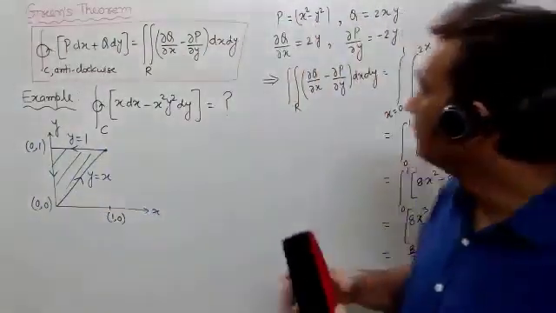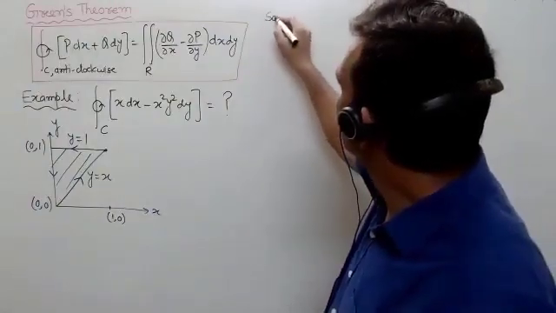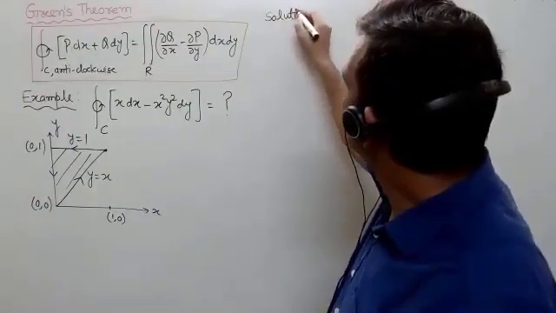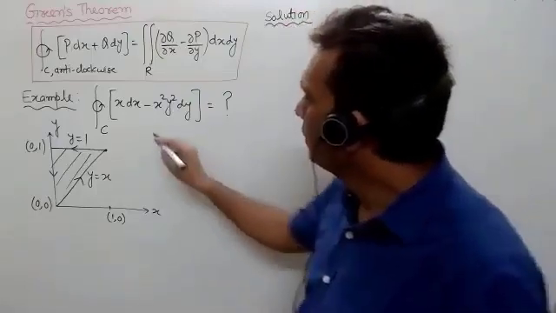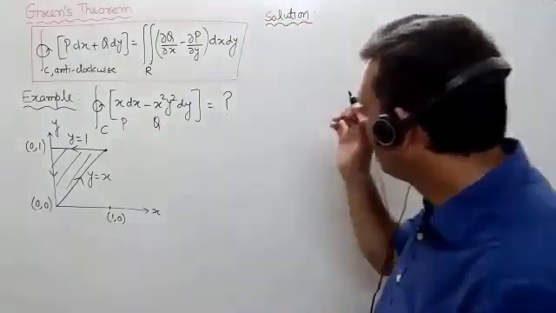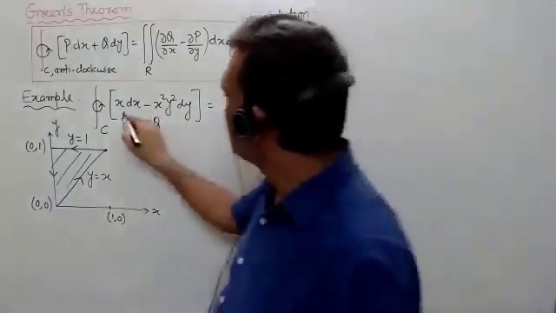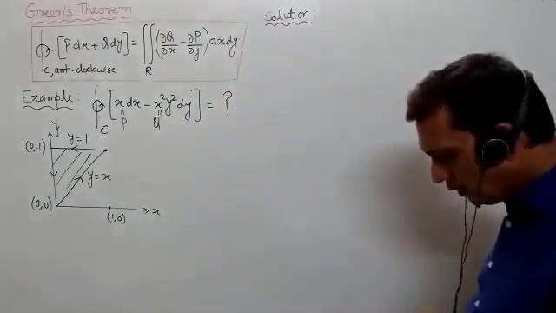Please evaluate this. So again, this is p and q. So p is x and q is minus x square y square.